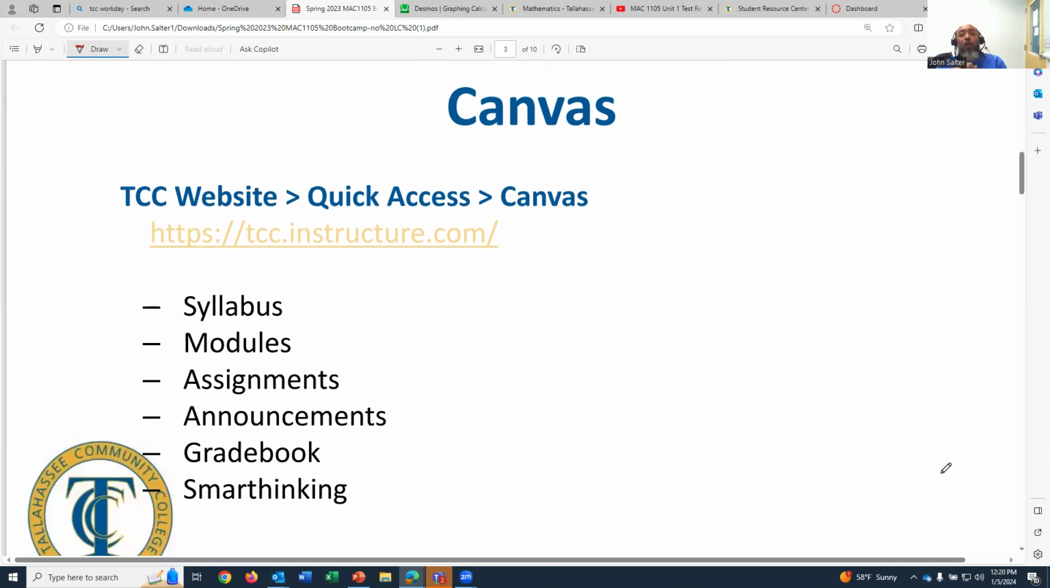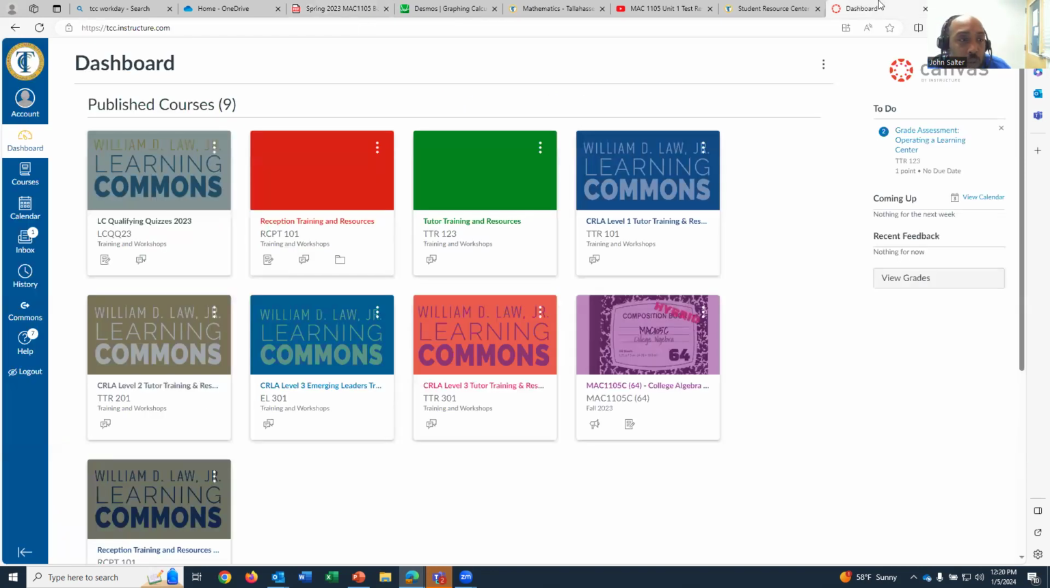Canvas is the platform that we do class from. If you're from Leon County, you may be familiar with it already. If not, I have an example we're going to show. So your dashboard will look like this on Canvas. These tiles here will represent each of the classes that you have. So hopefully you don't have 9 classes this semester. You only have about 3 to 4 of them. And this is one that I was embedded in last semester.